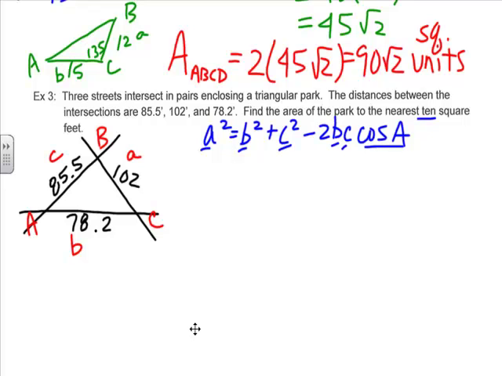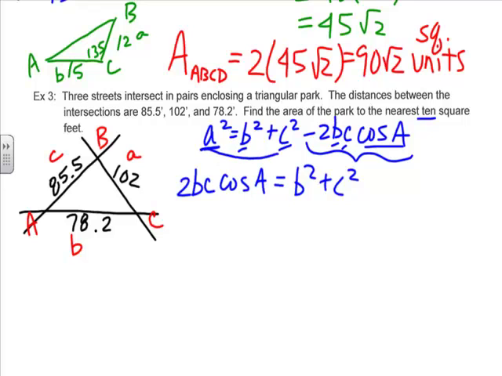So like I did before, I'm just going to pick up this minus 2bc cos A and bring it over to the other side. So it's going to become 2bc cos A equals b squared plus c squared. And I'm going to pick this a squared up and send it over there, which really is like subtracting that from both sides. So I'm going to subtract that. And now I'm going to solve for the cosine of A. So I'm going to divide both sides by 2bc.